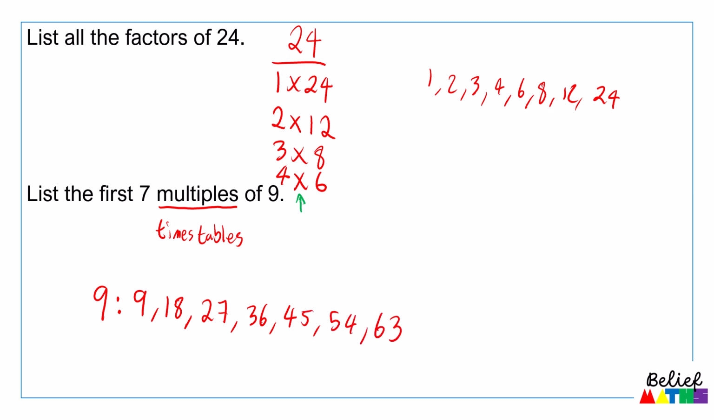Now we could keep going, but it only asks for the first 7, so they're the first 7. So remember, the first 7 multiples of 9 are just 9 times 1, times 2, times 3, times 4, times 5, times 6, and times 7. And that's how we find the factors and multiples of numbers.